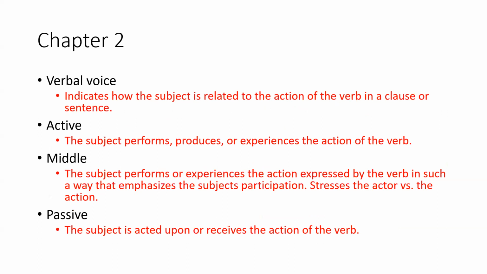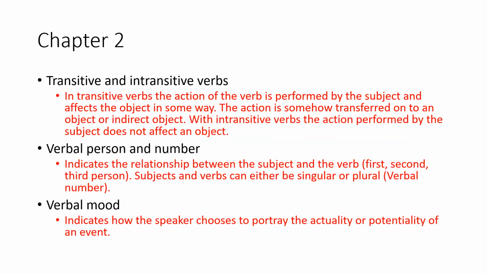Verbal voice. This indicates how the subject is related to the action of the verb in a clause or sentence, and we're going to demonstrate that with the next few verbs. So the active voice: the subject performs, produces, or experiences the action of the verb. The middle voice: the subject performs or experiences the action expressed by the verb in such a way that emphasizes the subject's participation. So it stresses the actor versus the action. That's the middle voice. The passive voice: the subject is acted upon or receives the action of the verb.